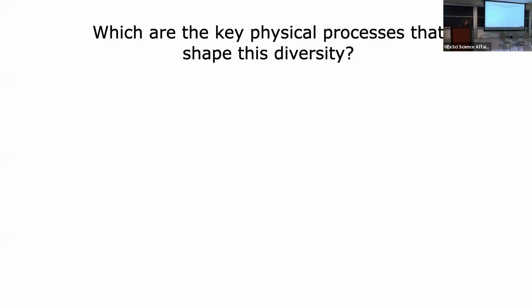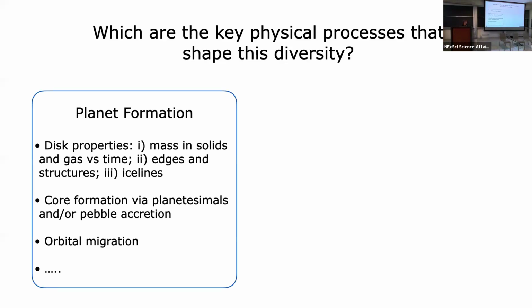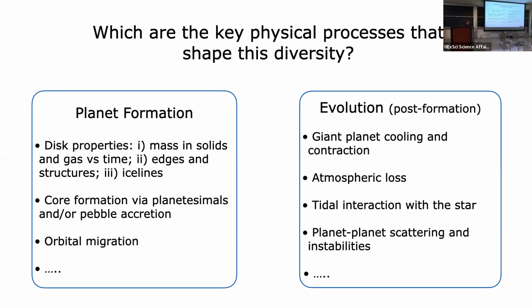It's fine. So when you look at that type of diversity, the question is really, what are the key physical processes that shape this diversity? And throughout the workshop, you have heard already of many physical processes. Here I'm listing just a few, and I have grouped them in two big boxes. First, initial conditions related to planet formation, so diversity of disk properties, diversity of processes related to formation, orbital migration, and then we have a number of processes related to post-formation, the evolution.